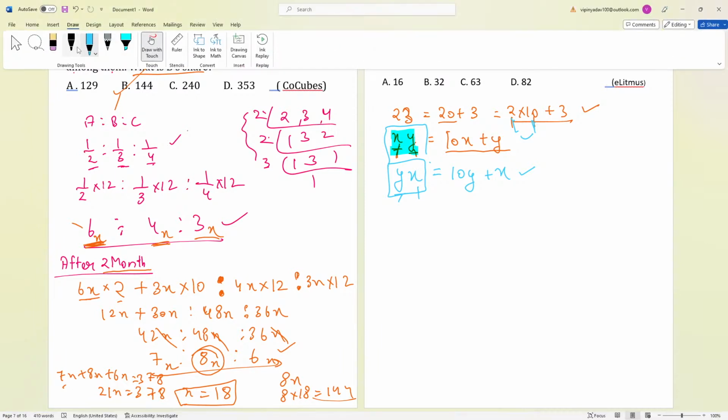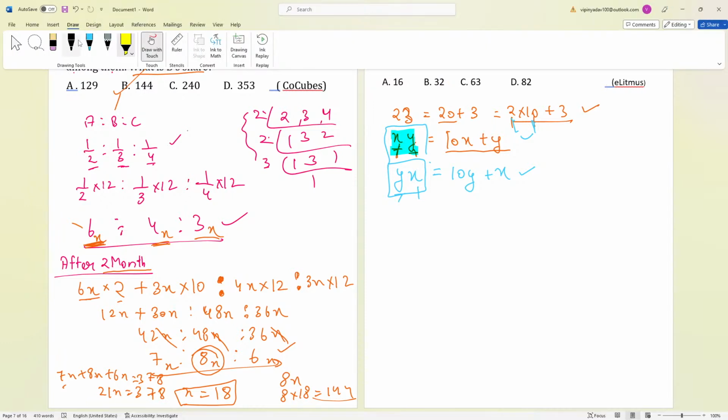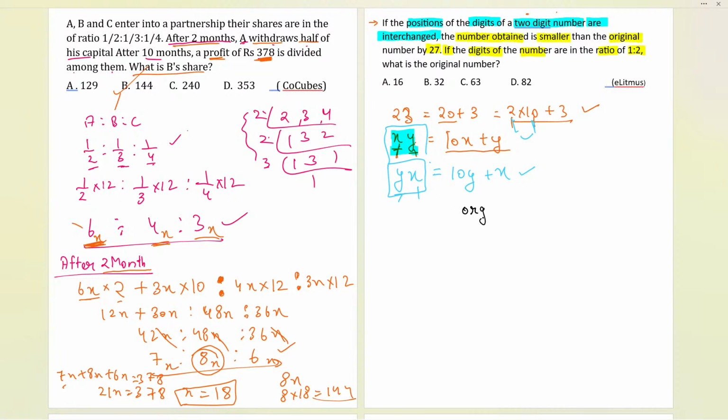Now let us see what else they are saying. Acha, the digits of the number are in the ratio 1:2. They are talking about the ratio of the digits. One more line: the number obtained is smaller than the original number by 27. They are saying that initially it was the original number. After interchanging, the number we obtained is smaller than the original. It means the original number is greater.